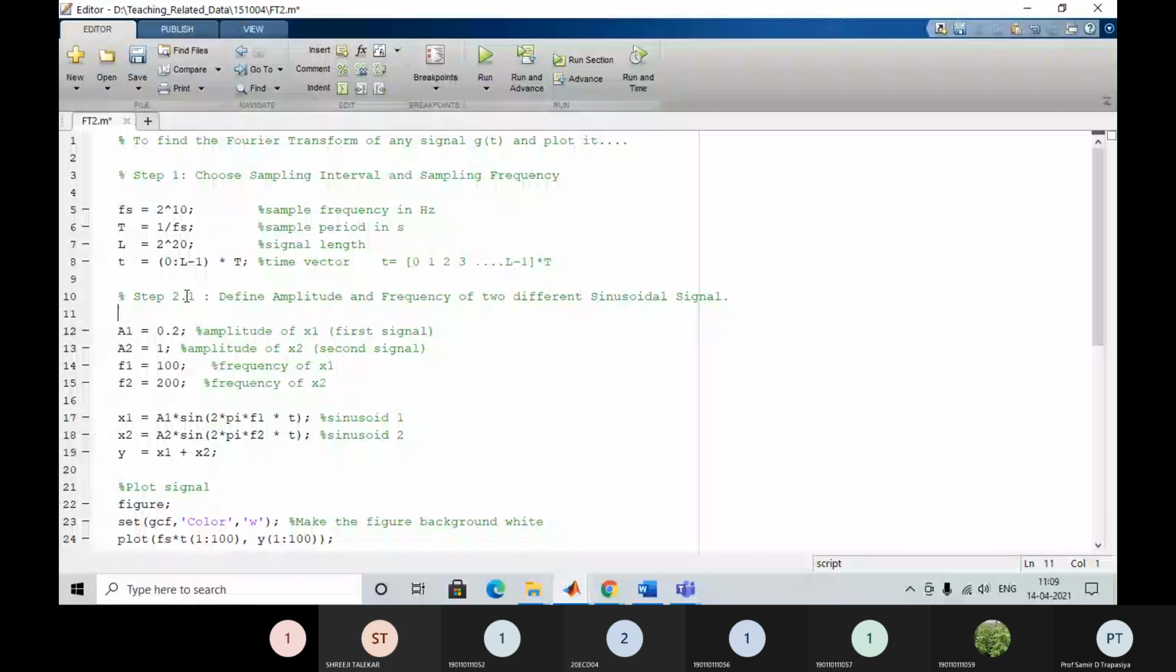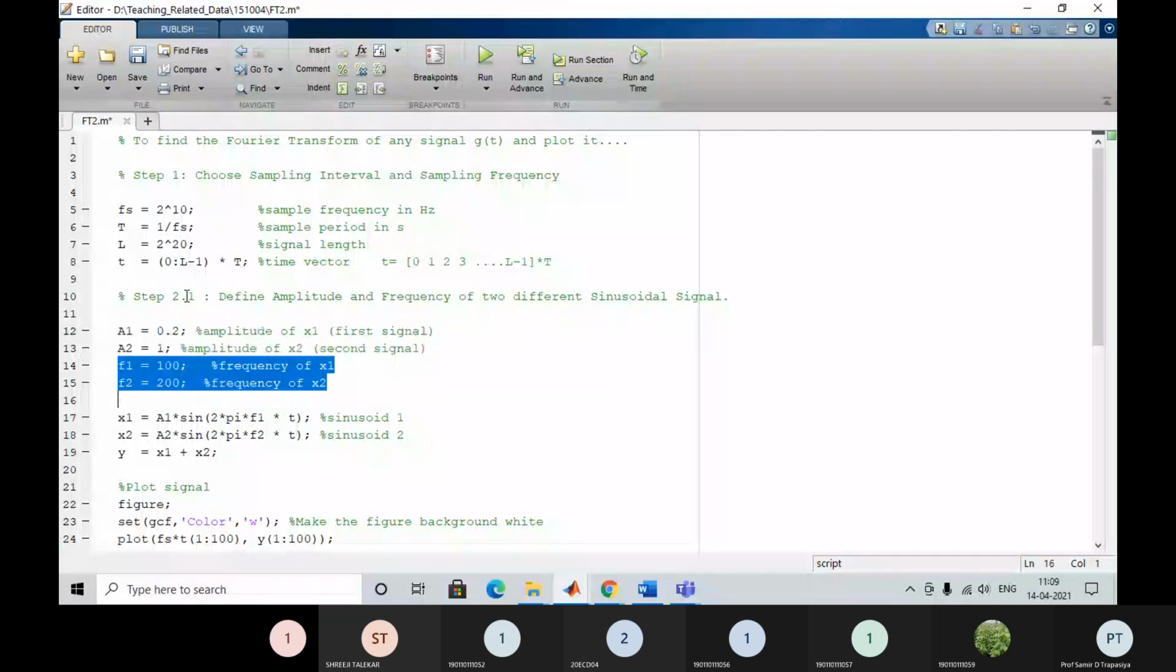Now the first signal is our x1 of t signal. The second signal is x2 of t. We choose the amplitude of the x1 of t signal as 0.2. We choose the amplitude of the second signal x2 of t as A2 equal to 1. Then we choose the frequency of the signals. The frequency of the first signal is defined as 100, and the frequency of the second signal is defined as 200. Right, so these two define the amplitudes of signal number 1 and signal number 2, and these two define the frequencies of x1 of t and x2 of t respectively.